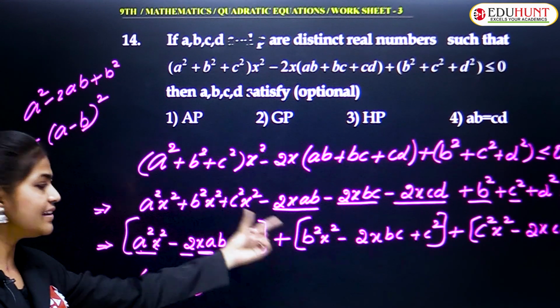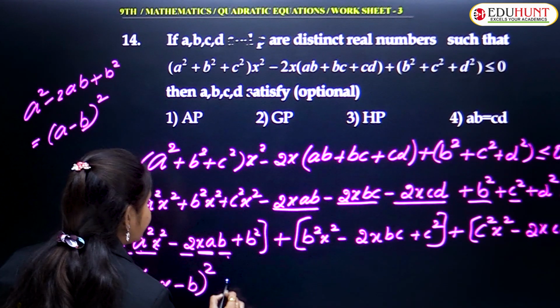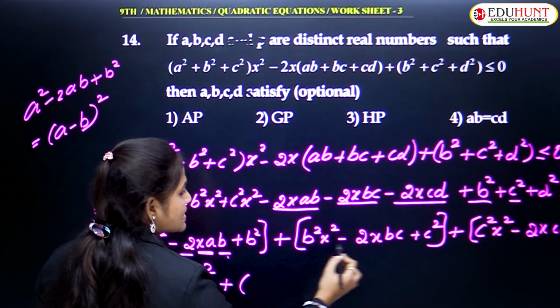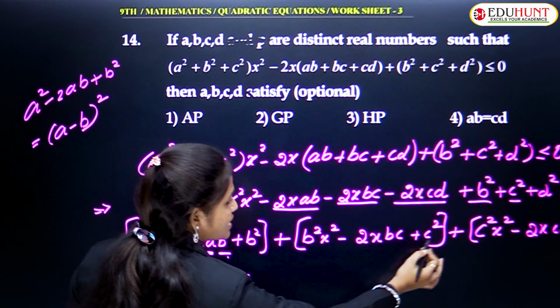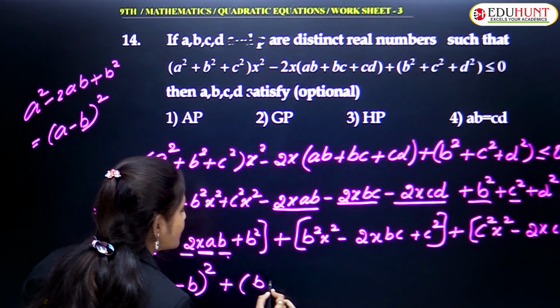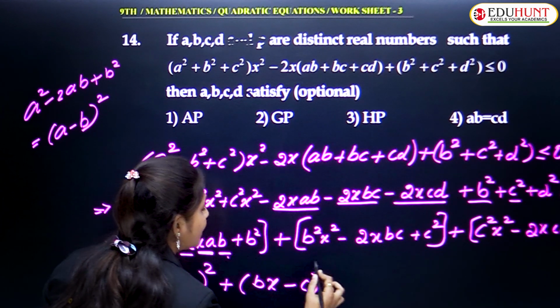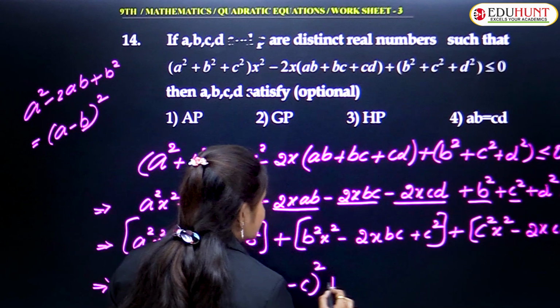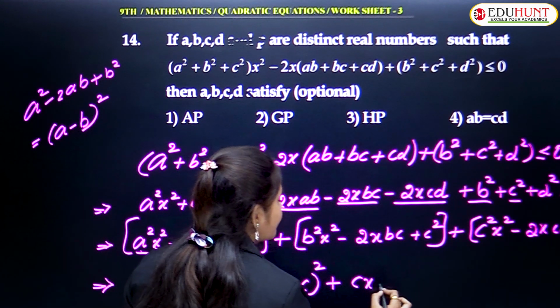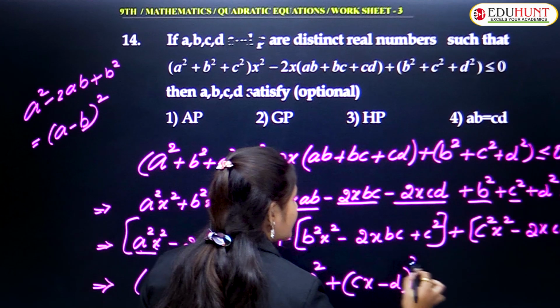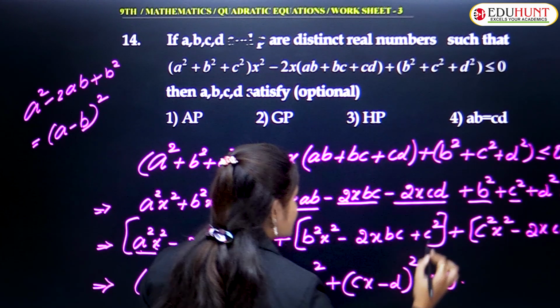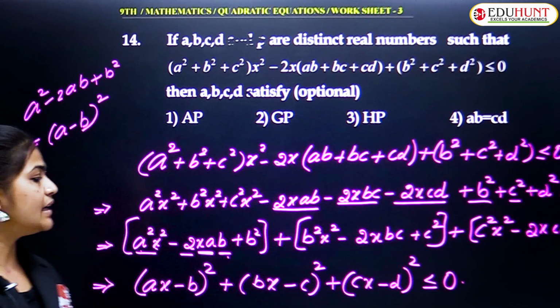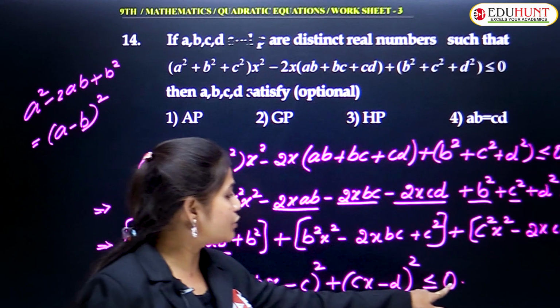Clear? And in the same way, the second term, B square X square minus 2X BC plus C square, we can write as (BX minus C) whole square. Clear? Yes. And then the last one is (CX minus D) whole square, which is less than or equal to 0. So children, see here, it is less than or equal to 0.